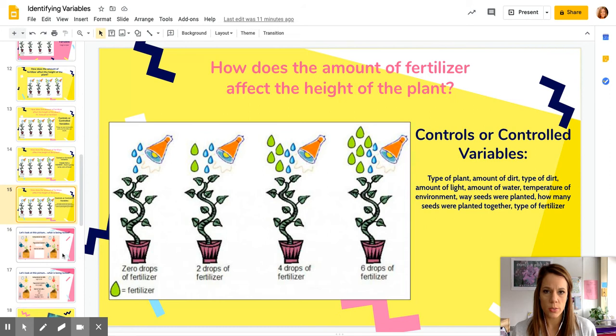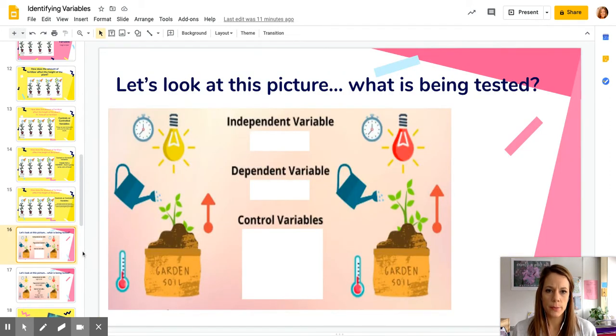Let's take a look at this picture. This one's kind of similar. So it looks like we're doing something with plants, right? What do you notice that's different between this right here and this right here? Think for a second.